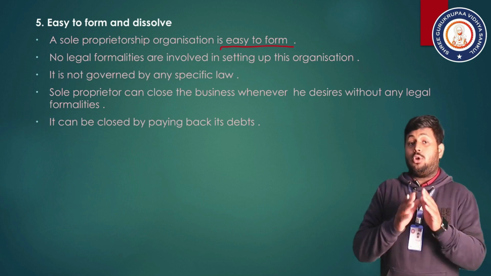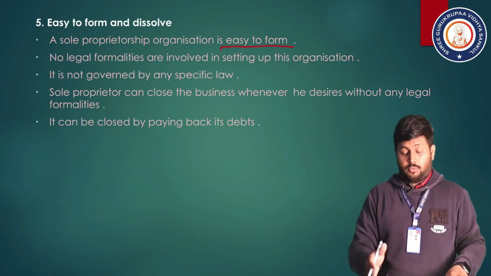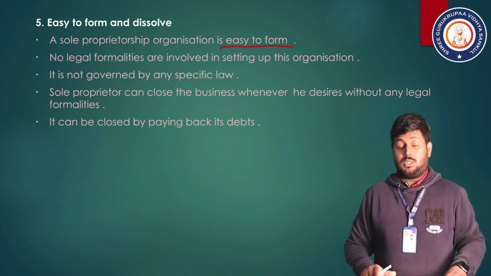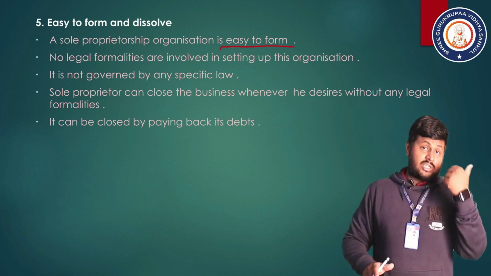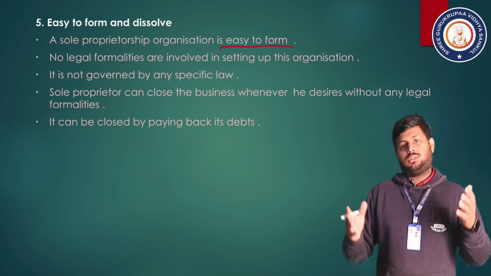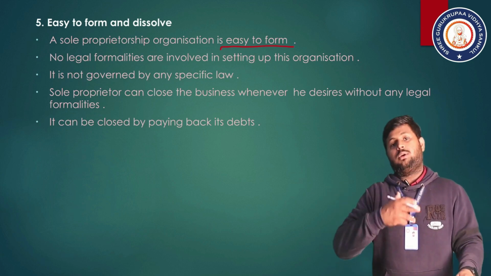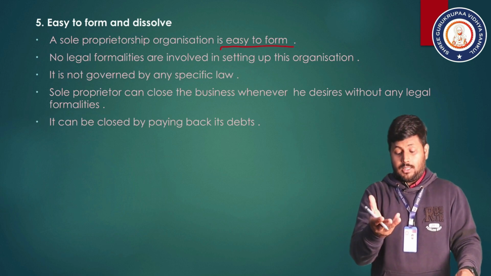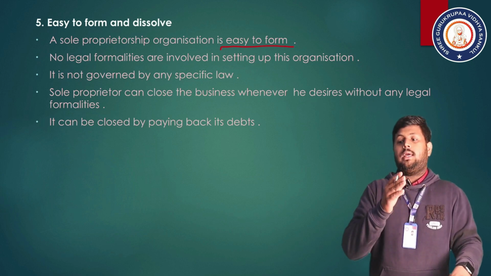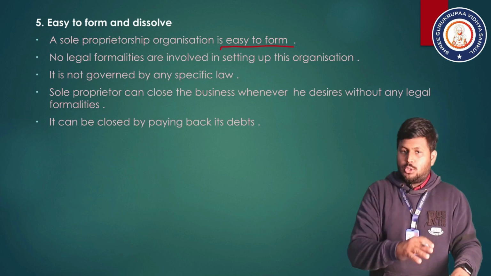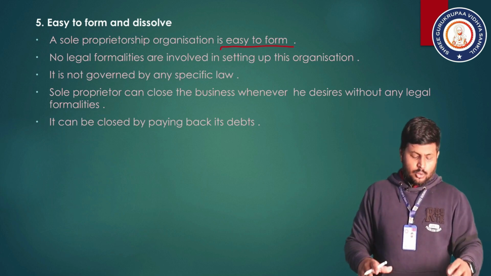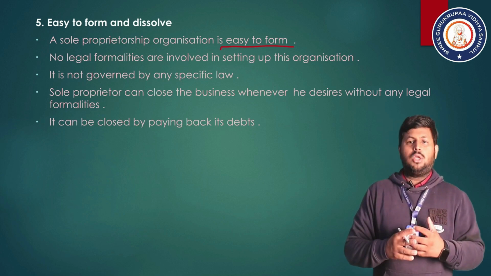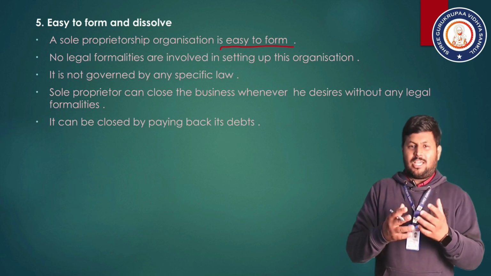A joint stock company has lots of formalities that must be fulfilled when you want to close down the business, and lots of formalities when you want to start the business. Closing down the business involves too many responsibilities, or formalities. So in a sole proprietorship, it is very easy to start and easy to dissolve. The person doesn't have to get into legal formalities, pay fees, or hire experts.